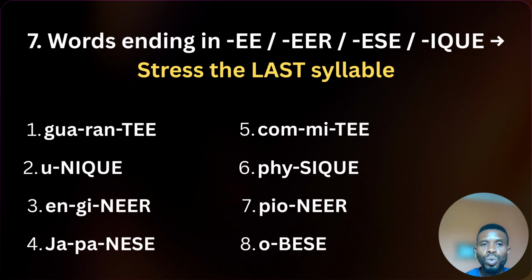Number 7, words ending in ee, eer, ese, ique. Stress the last syllable. Guarantee, unique, engineer, Japanese, committee, physique, pioneer, obese. All right.